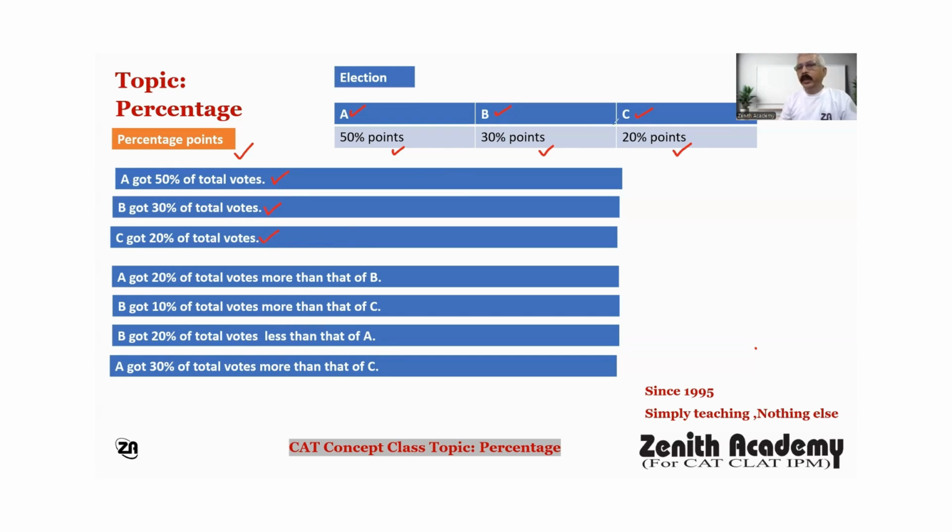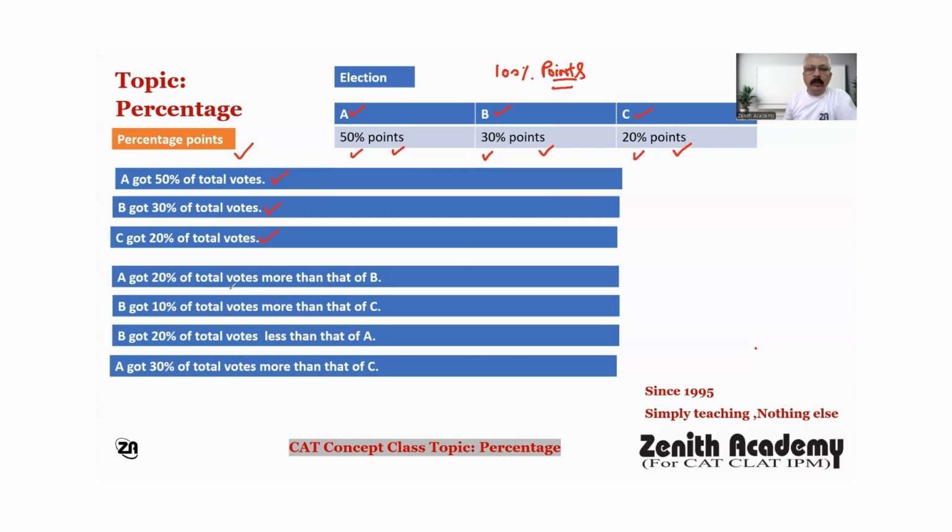Like there are only three candidates, A, B, and C. So the total, 50 plus 30 plus 20, is 100. So 100 percentage points. Out of 100 percentage points, A got 50, B got 30, and C got 20 points respectively. So if there is a term that A got 50 percentage points, it always means A got 50% of the total votes, B got 30% of the total votes, C got 20% of the total votes. Very useful information, very useful term.